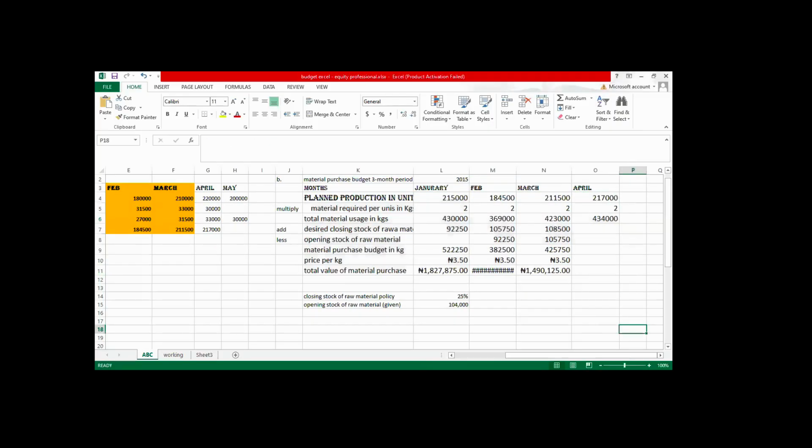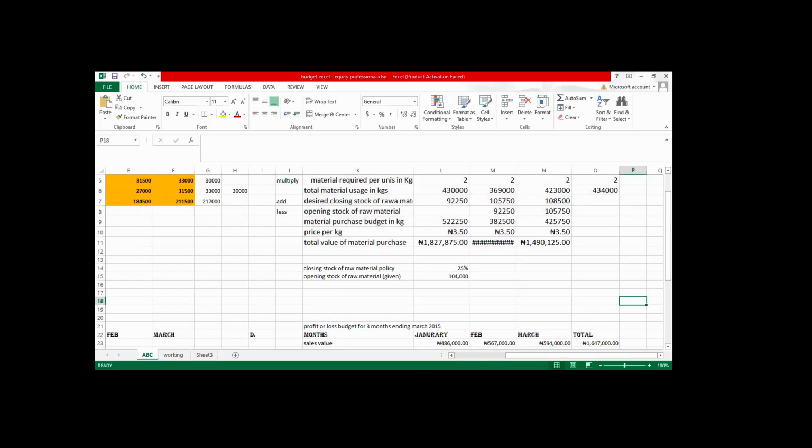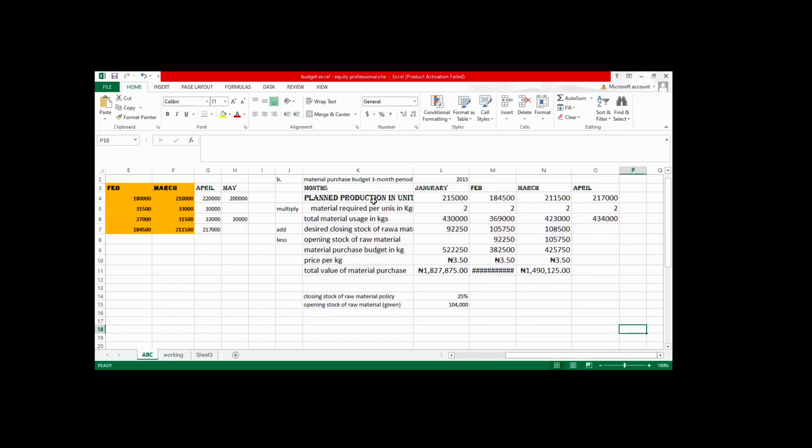You know, I was trying to find a way to improve what we do. Our planned production for January is 215,000. February, 184,500. March, 211,500. April, 217. Material required per kg.